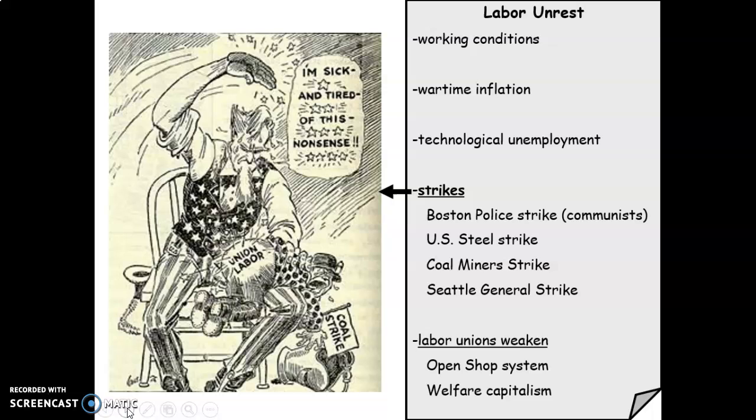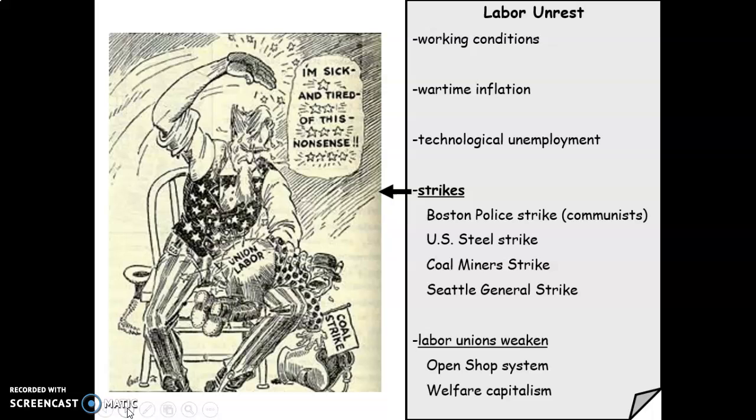Labor unrest. Working conditions were not good. Not getting paid as much. As you see, I'm tired. You see the picture over here. I'm tired. I'm sick of this nonsense. So as you see, strikes in the late 1910s.